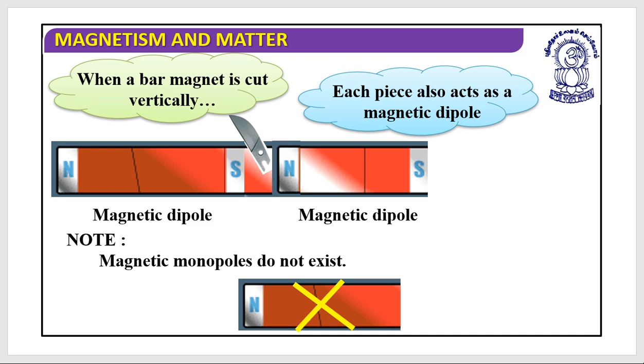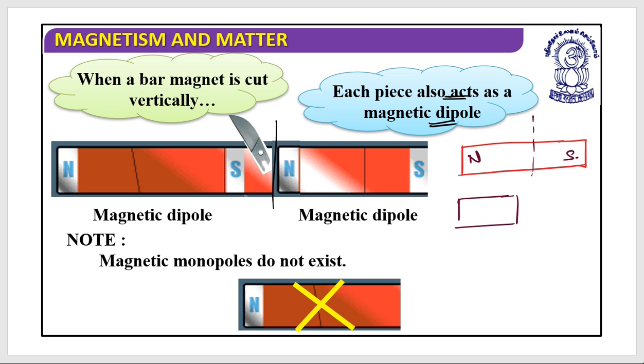Now suppose one of the magnets has been cut from here. When a bar magnet is cut vertically, each piece also acts as a magnetic dipole. So this is the situation. I know all this is information that we studied in our early years, but it has been revised so that things can be brushed up. So it will behave as two magnets, something like this: north-south, north-south. Again this has been divided into two segments, north-south. If again they are cut, it's north and south, something like this.